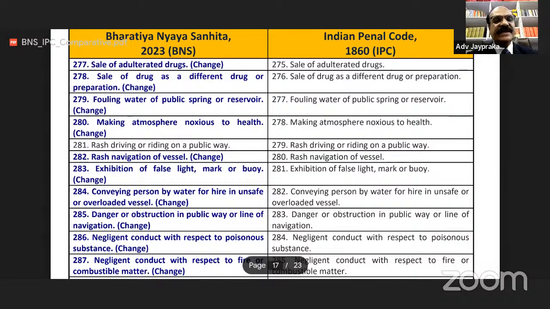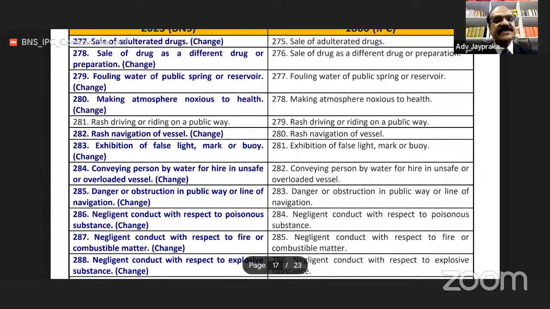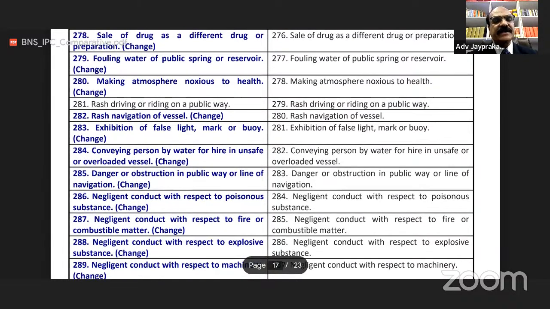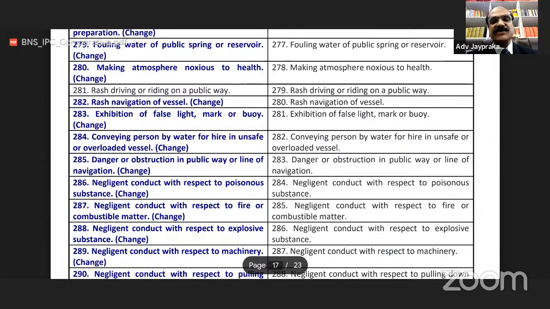BNS section 278, sale of drug as a different drug or preparation. Corresponding section was in IPC 276. BNS section 279, fouling water of public spring or reservoir. Its corresponding section was in IPC 277. BNS section 280, making atmosphere noxious to health. Its corresponding section was in IPC 278.